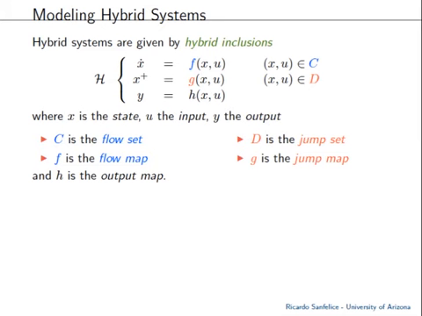The continuous dynamics of the system will be given by the solutions to differential equations with right-hand side F, which we will call the flow map. And that flow map can be a function of the state of the system and of the input, let's say an input for controls.